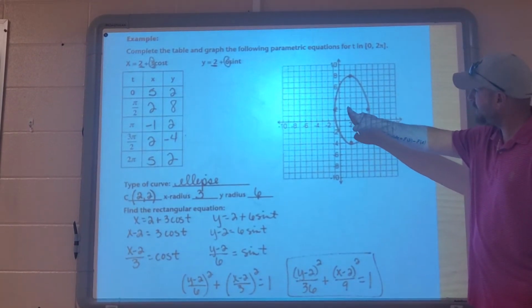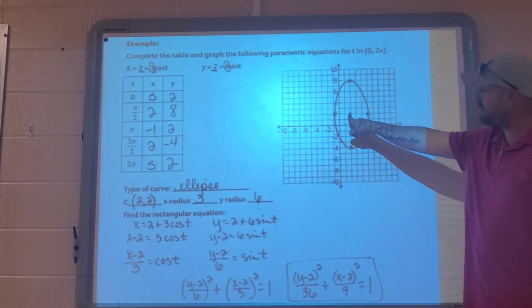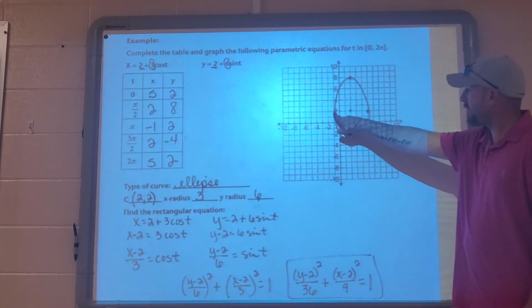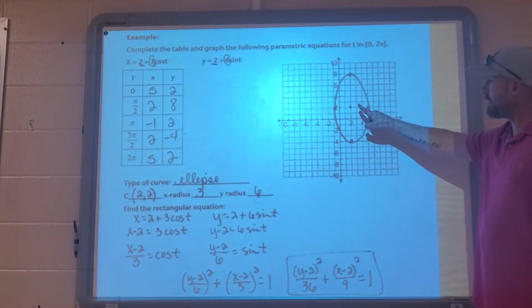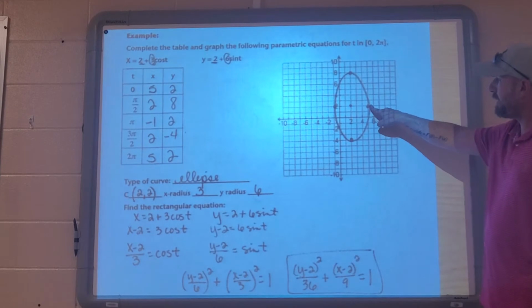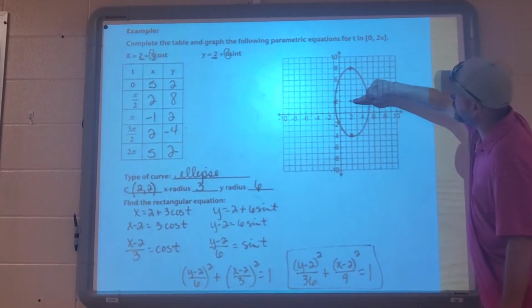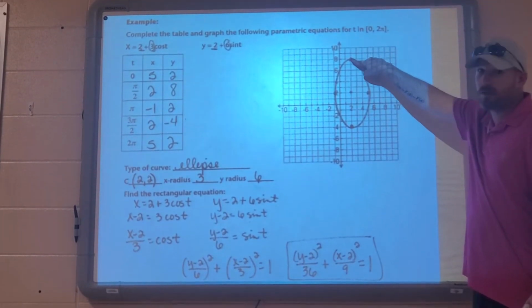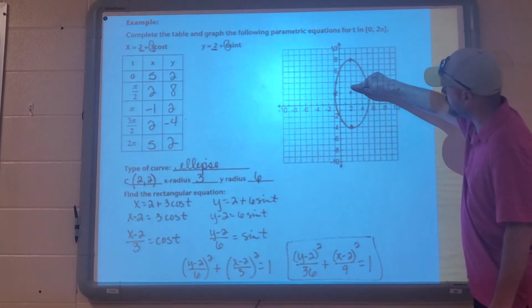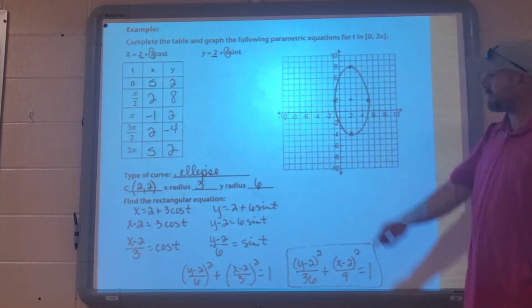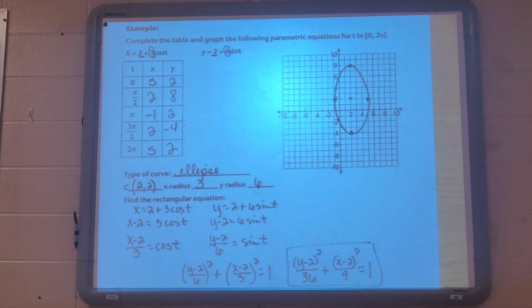The x radius is the distance from the dot in the center to the edge of the ellipse in the x direction. So that's 1, 2, 3. And then the y radius is the distance from the center to the edge of the ellipse in the y direction. So 1, 2, 3, 4, 5, 6. Okay?